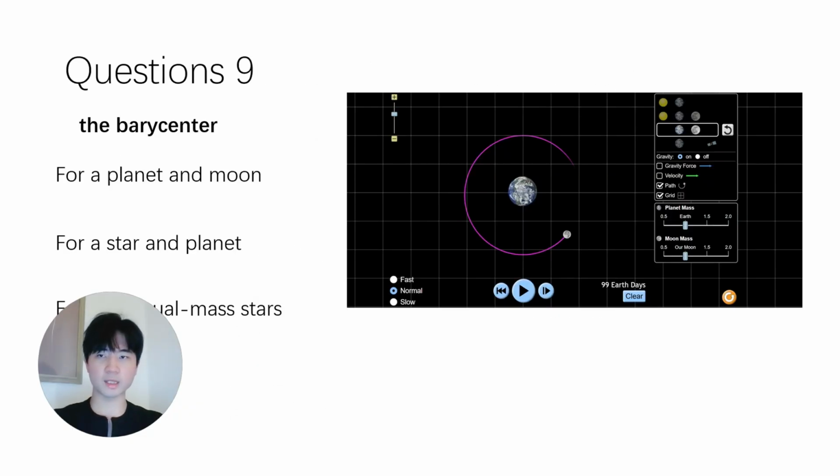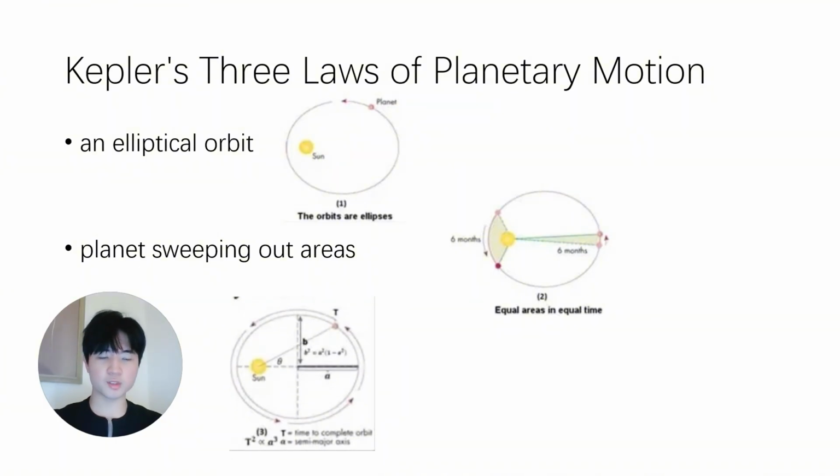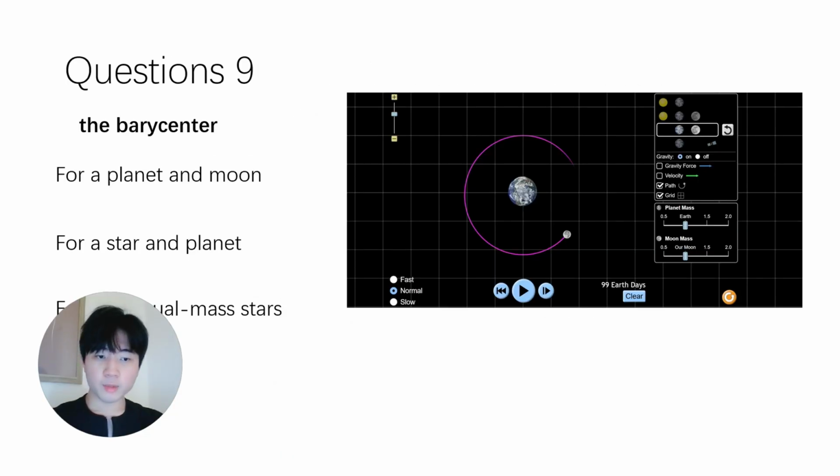The third law is the harmonic law. The square of the orbital period is proportional to the cube of the semi-major axis. Now I move to question 9, which looks at planet-moon systems. For 9a, the planet does move as the moon orbits. They both orbit around a common center of mass, a barycenter, rather than the planet being completely fixed.